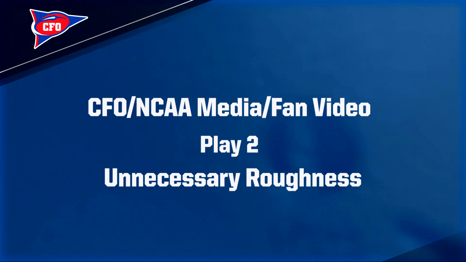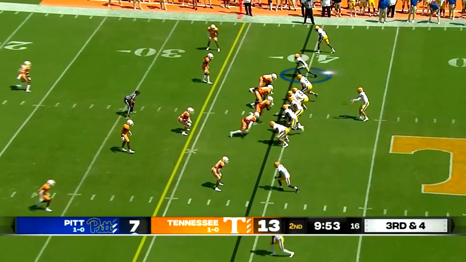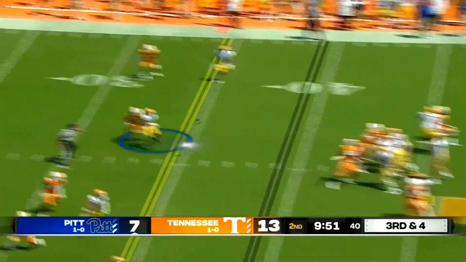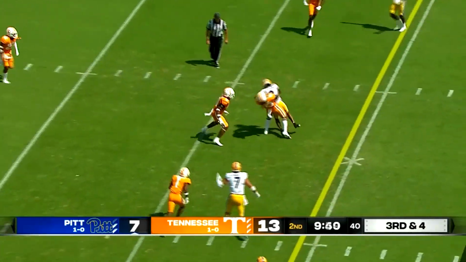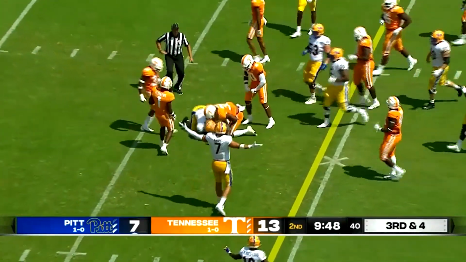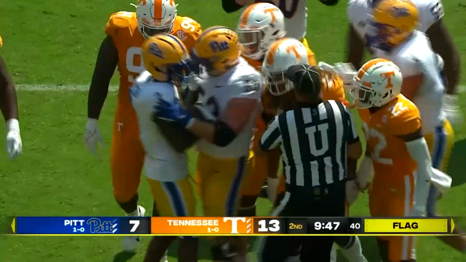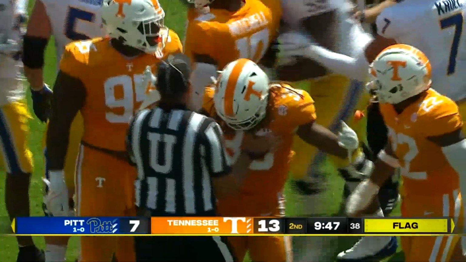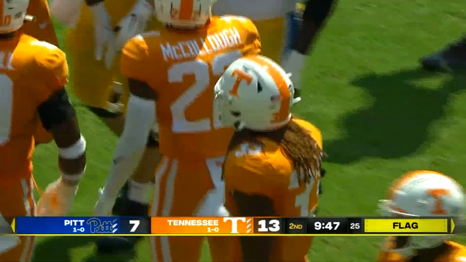Play 2, we have a throw over the middle. It's complete to number 3 of the offense, and then we're going to see 33 of the defense. He wraps the receiver up, and then he lifts him off the ground and slams him back into the turf. And we get a call for a personal foul, unnecessary roughness from our umpire.